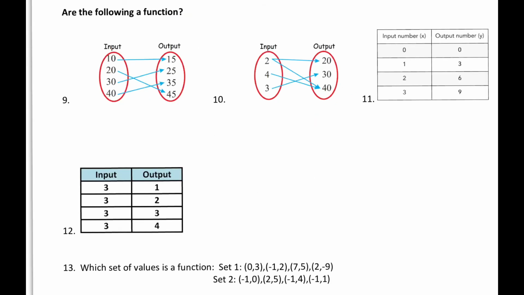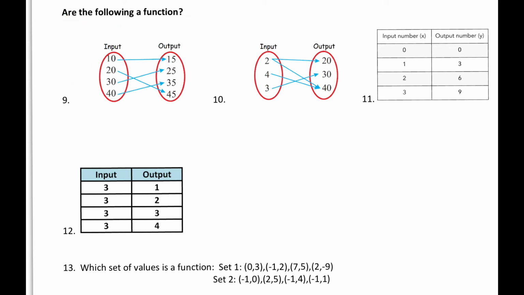So for number 9 through 13, what you want to check is if the question, or the mapping, or the table, or the set of ordered pairs is a function. That's what you want to know. So it says here, are the following a function? So let's look at number 9.